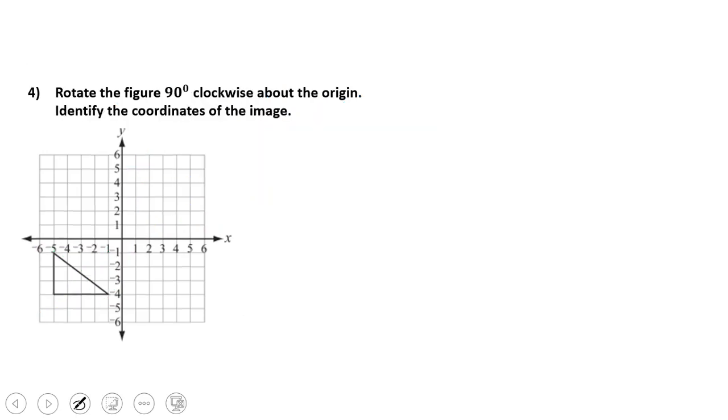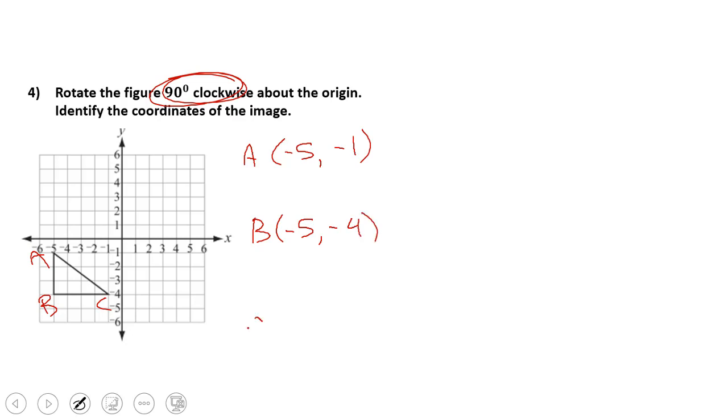Go. Welcome to example number 4, where we're now going to rotate the figure 90 degrees clockwise. Make sure you put your stuff down. We're going to go 90 degree clockwise, and I'm going to put down my original figure, A, B, and C, and I'm going to write that down. A is -5, -1. B is -5, -4, and C is -1, -4. And since I'm going to rotate clockwise, I love to mark my paper.